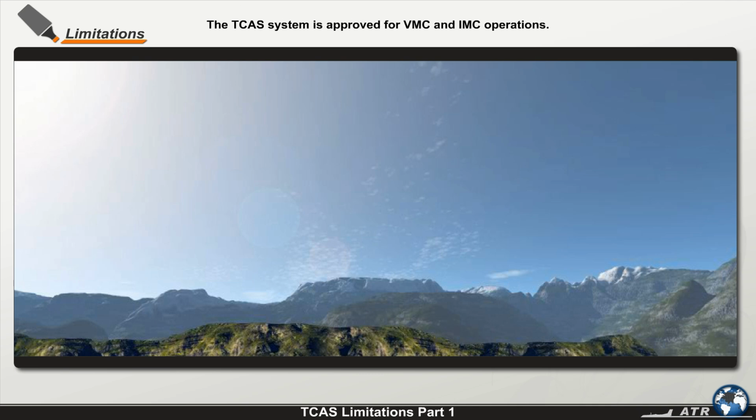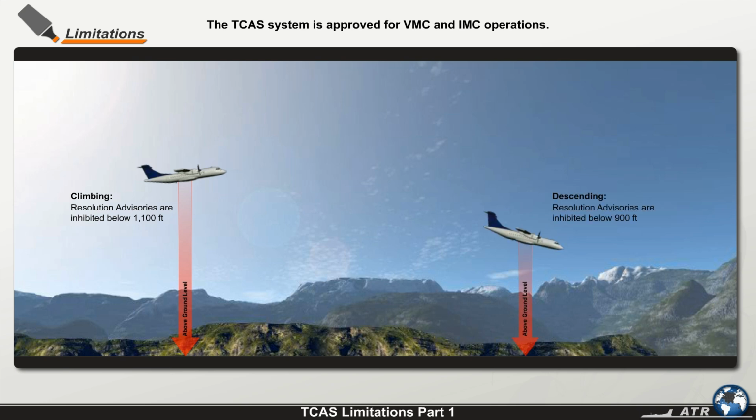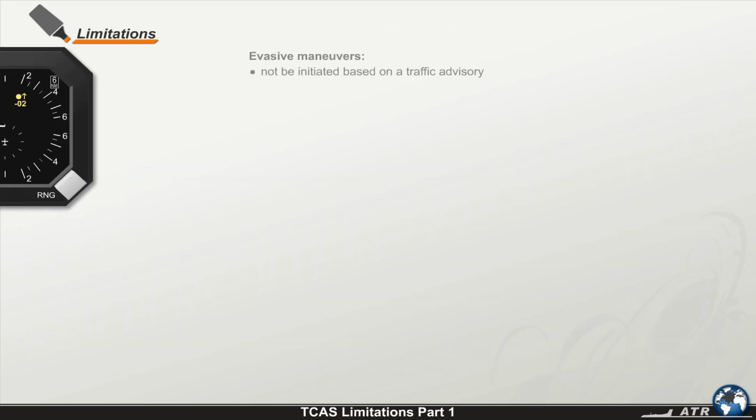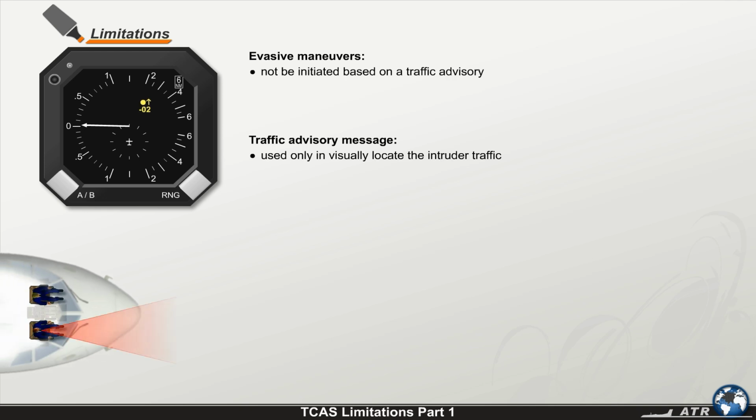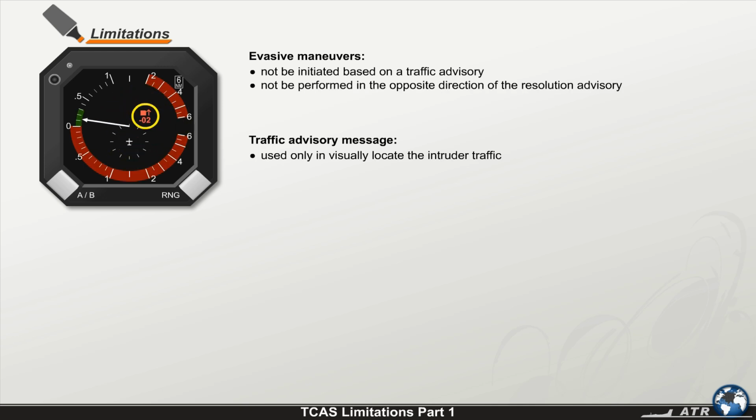The TCAS system is approved for VMC and IMC operations. In general, all resolution advisories are inhibited below 1,100 feet above ground level when the aircraft is climbing, and below 900 feet above ground level when the aircraft is descending. Observe that evasive maneuvers must not be initiated based on a traffic advisory only. The traffic advisory message is intended to be used only as assistance in visually locating the intruder traffic.